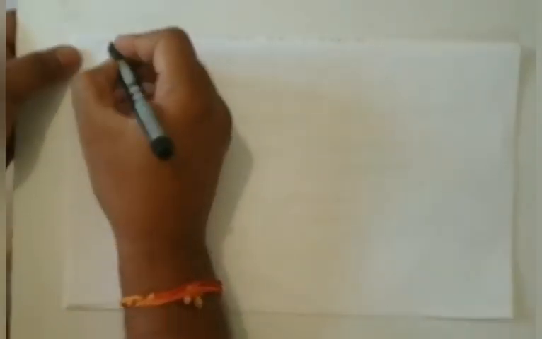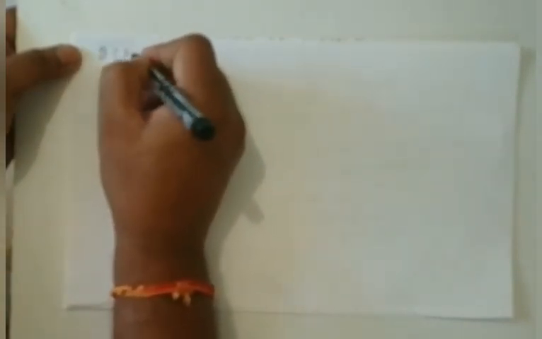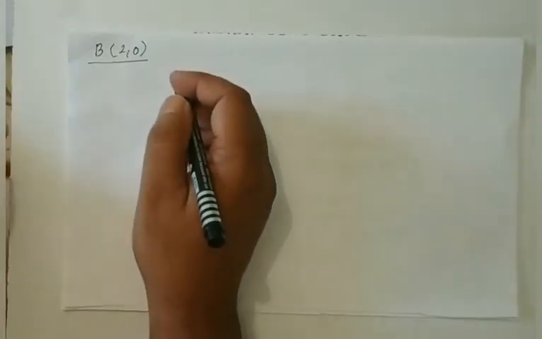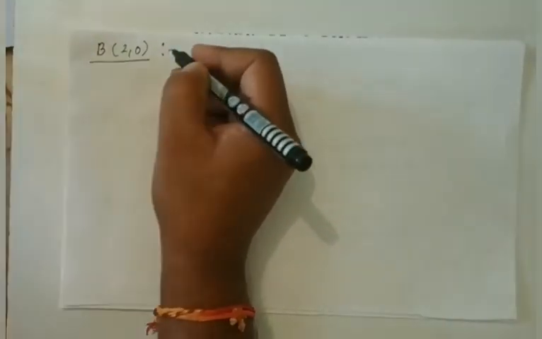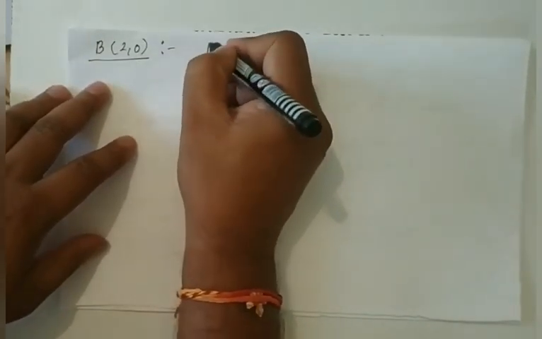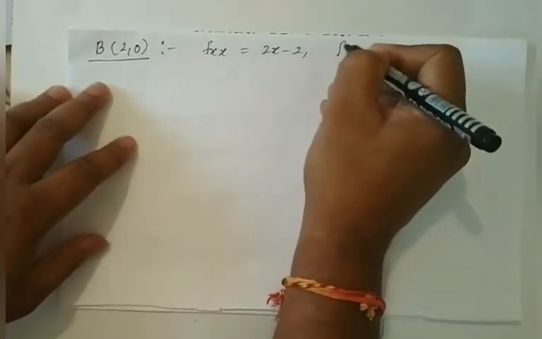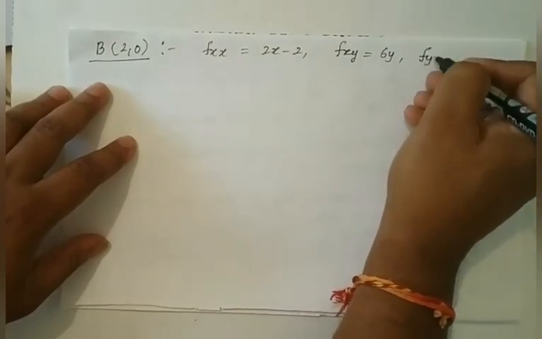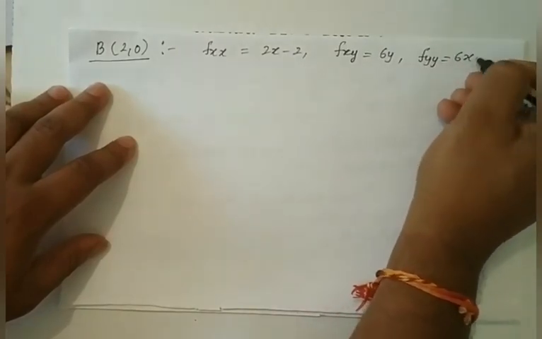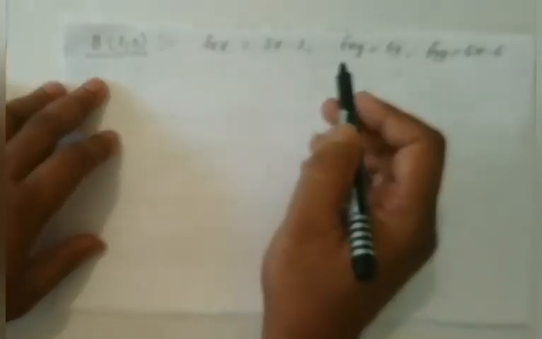Now let us take the point B, which is 2 comma 0. Here, what is f of x? fxx is 2x minus 2, fxy is 6y, and fyy is 6x minus 6. At the point B, we have to find fxx, fxy, fyy.